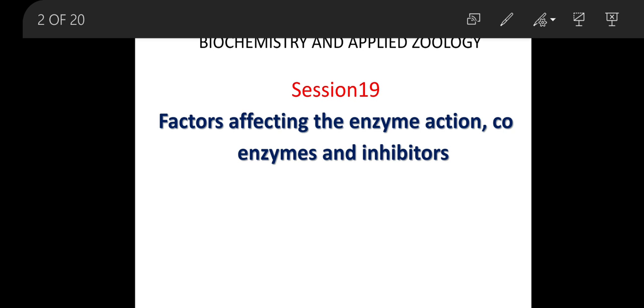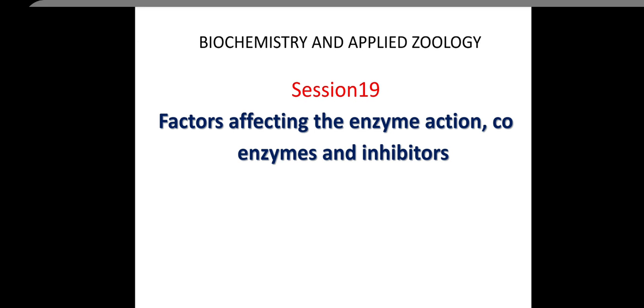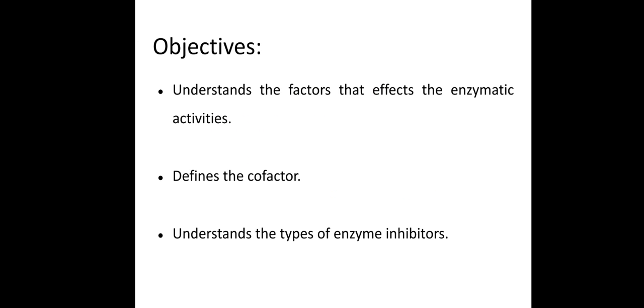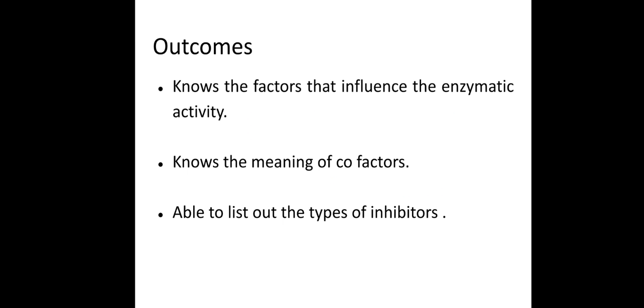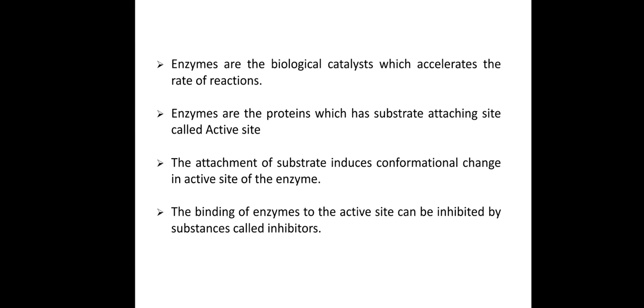Welcome to session 19. In this session we are going to discuss the factors affecting enzyme action, coenzymes and inhibitors. The objectives of today's class are to understand the factors that affect enzymatic activity, define cofactor, and understand the types of enzyme inhibitors. The outcomes are knowing the factors influencing enzyme activity, learning the meaning of cofactors, and being able to list out the types of inhibitors.